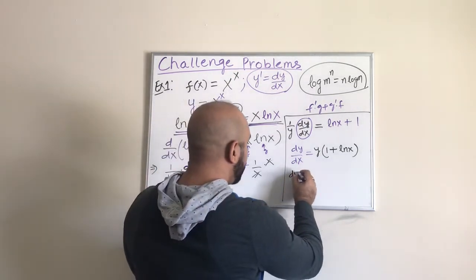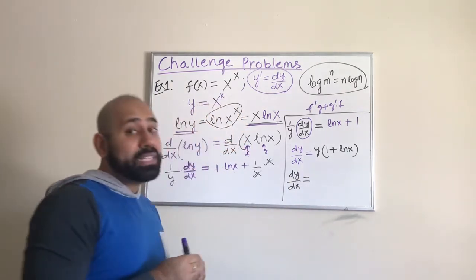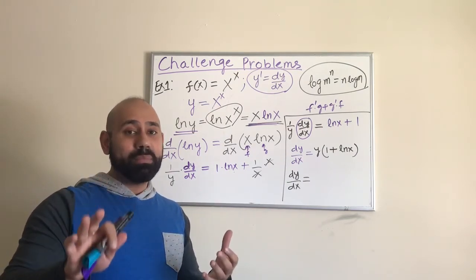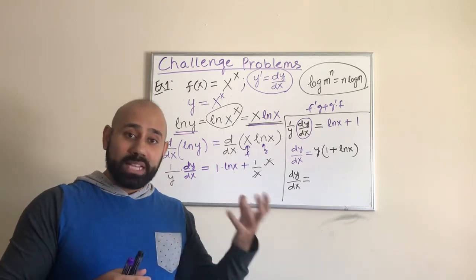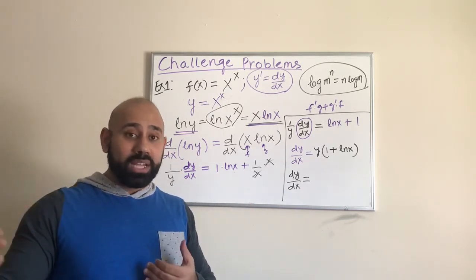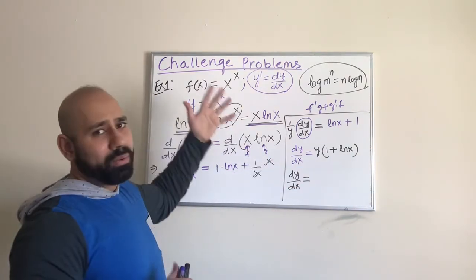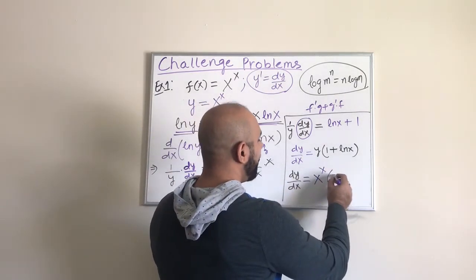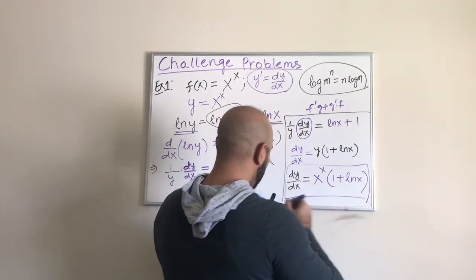So finally, since we want to write the final answer in terms of x, if it is possible for us to have an explicit formula for y, then we should. Keep in mind, in implicit differentiation, we were not always able to explicitly solve for y, so we can leave the final answer with y's on the right hand side. But in this case, we already know what y is. It is x to the power x, so I'm going to just replace that with x to the power x, and then I have 1 plus ln of x. That is the derivative of this function with respect to x.